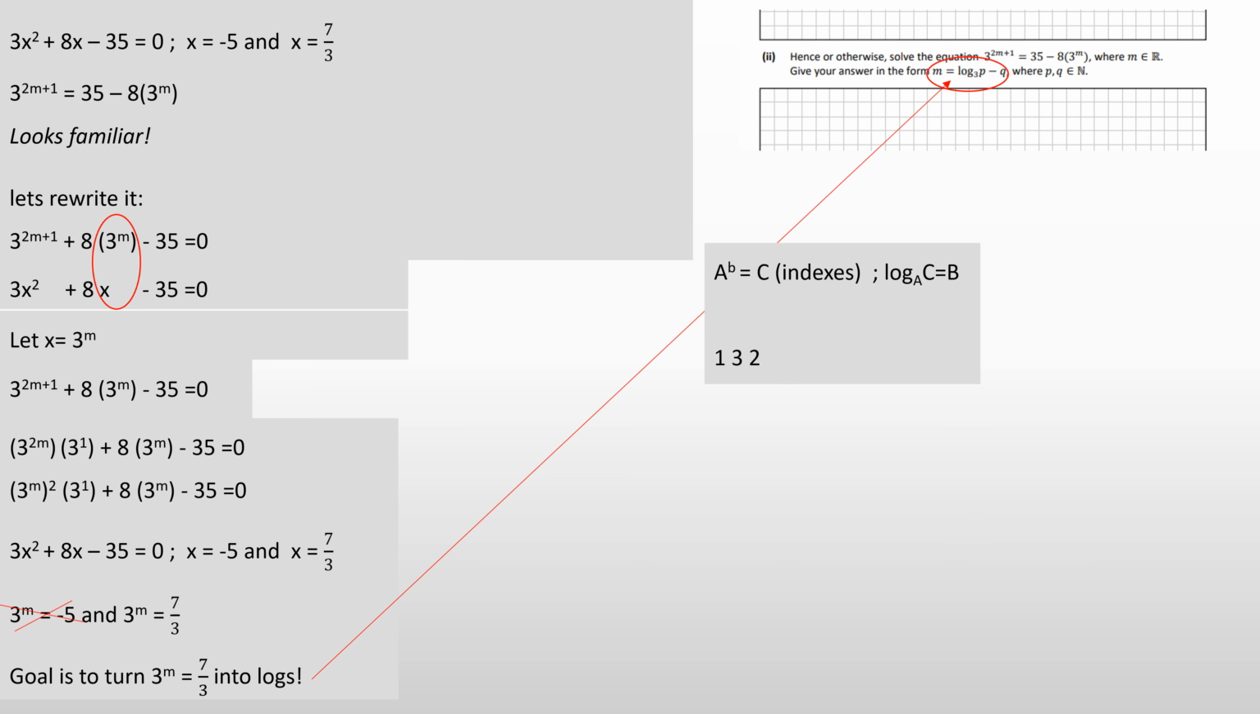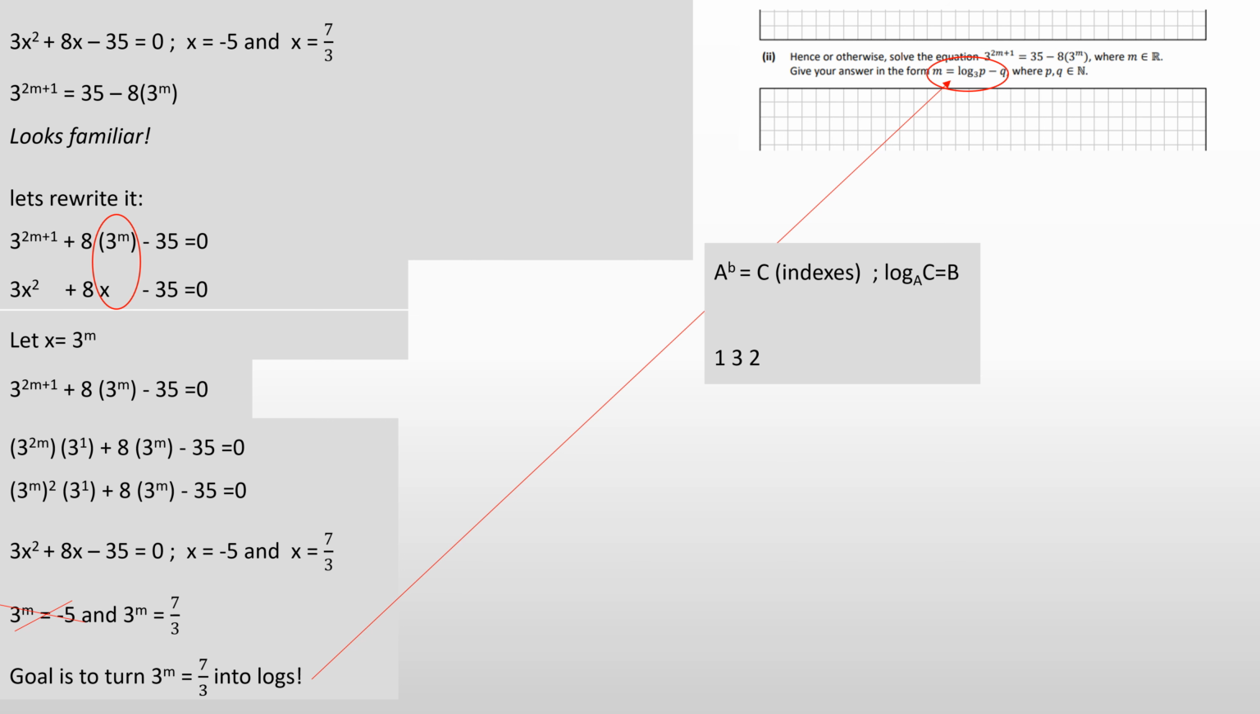Okay, so just going on a tangent a bit, talking about how to turn indices to logs. The general format of indices is a to the power of b equals c, like 2 squared equals 4, 2 to the power of 2 equals 4. That's an index statement, but it has its equivalent in logs. So 2 to the power of 2 equals 4 can be written in logs. They mean the same thing, but in a different format, right?